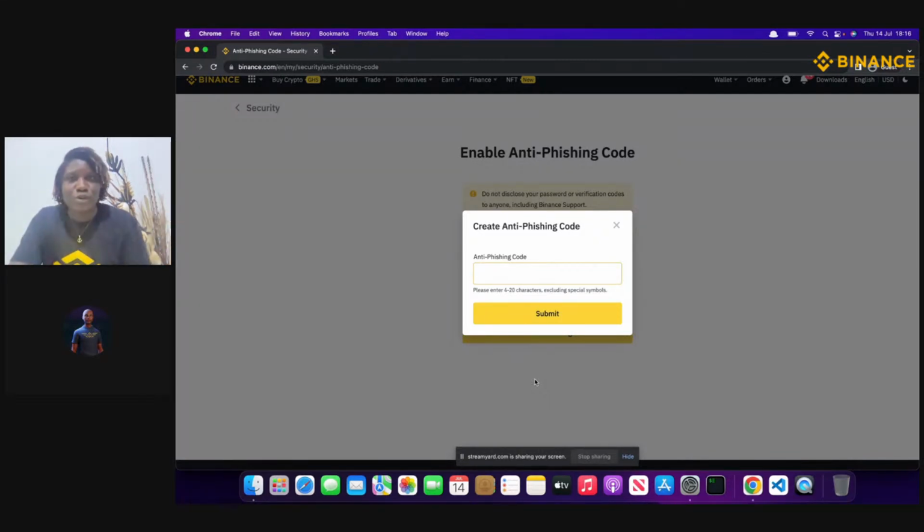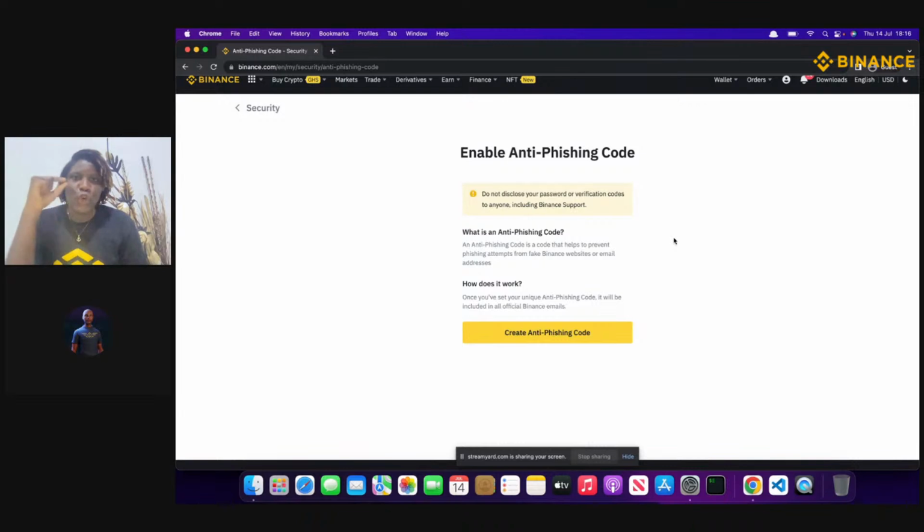So you can go through this process too. You can input your characters, you submit it, and that's going to give you the assurance that on every single email that comes, you look out for that particular code, and it will be included on all official Binance emails that will come in. All right. So this is also very important that you could activate.